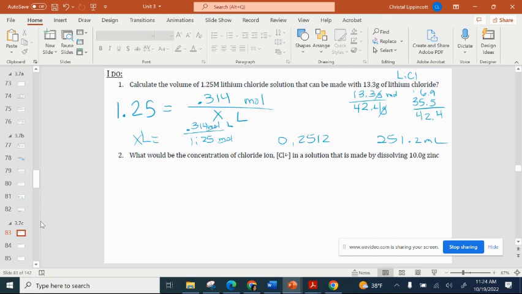What would be the concentration of the chloride ions in the solution that is made by dissolving 10 grams of zinc? It's from the lithium chloride. Oh, it goes along with the other question. Chloride is negative 1. And zinc is positive 2.